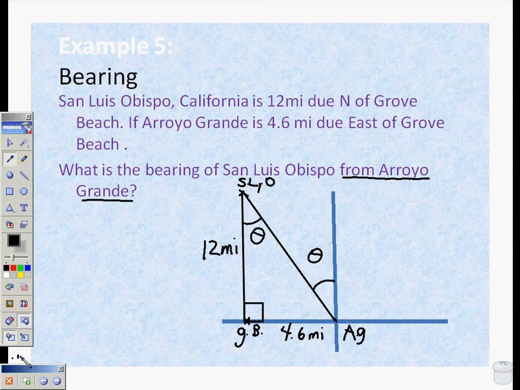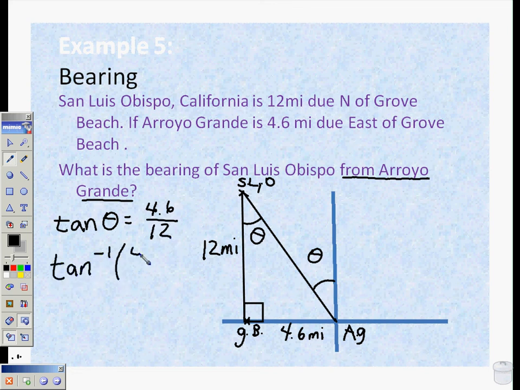So if that's what we're trying to find, I'm going to go ahead and use tangent, because the tangent gives us a ratio of the opposite over the adjacent, or 4.6 over 12. And if we do the inverse tangent of 4.6 over 12, we get that theta is right around about 21 degrees. So we could even do like a squiggly, because that's just about 21 degrees.